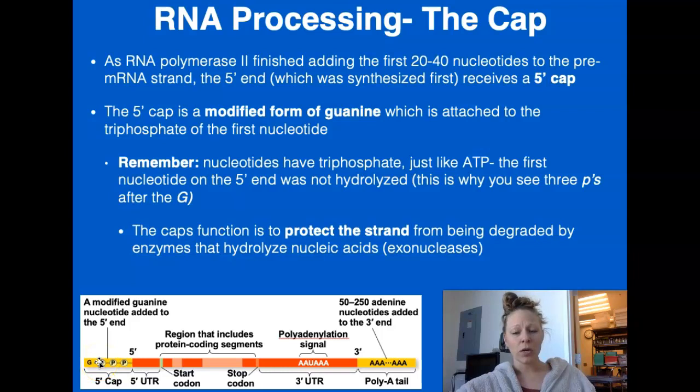And that is going to function to protect the strand from being degraded or hydrolyzed by enzymes. There are enzymes in the nucleus that function purely to break down nucleic acids. These are called exonucleases, and they're not always very specific. Sometimes they just find nucleic acids and start degrading them. So this is going to protect the message. The exonuclease won't be able to grab on.